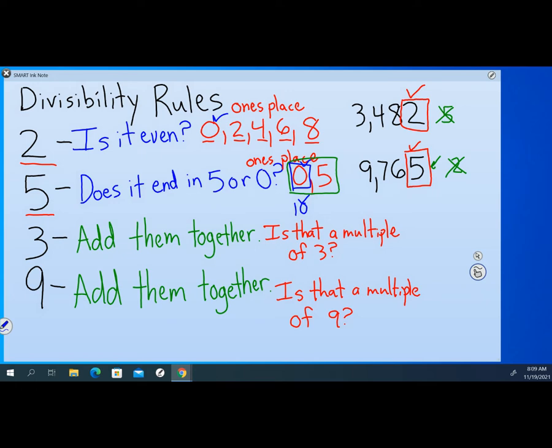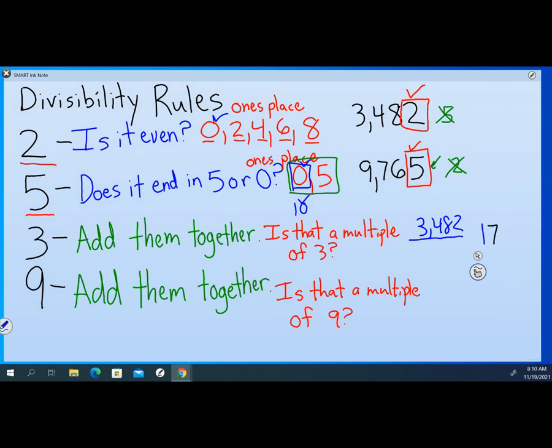For 3 and 9, what you have to do is add all the digits together and then figure out if 3 and 9 work with that. So if I keep those same numbers of 3,482, I would add 3 plus 4, which is 7, plus 8, which is 15, plus 2, which is 17. Okay, 3 does not go into 17, and 9 does not go into 17. Okay, so I would know right away that neither of those is going to work.